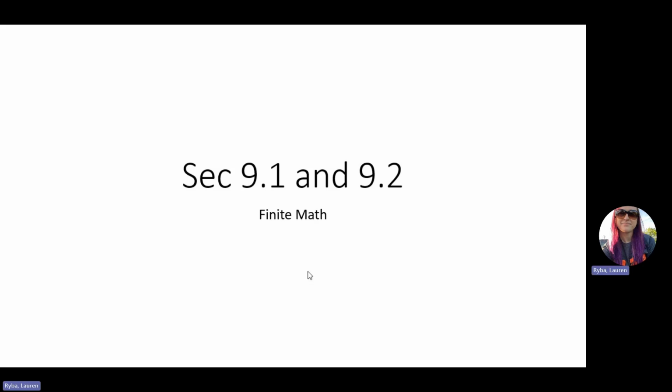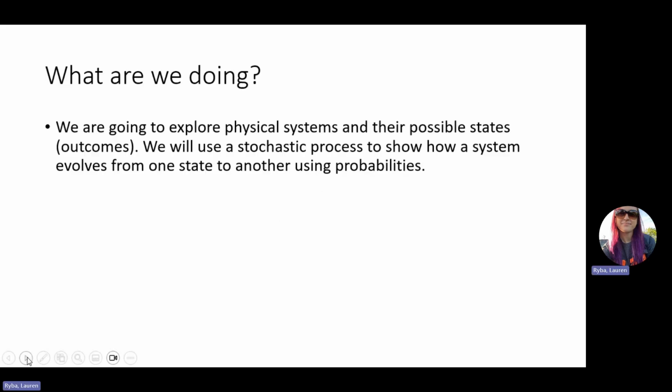So chapter 9, we're going to go back to matrices. And we are going to talk about what Markov chains are. Our goal is to explore systems and different states or outcomes that can happen. We're going to use stochastic processes to show how a system evolves from one state to another using probabilities.